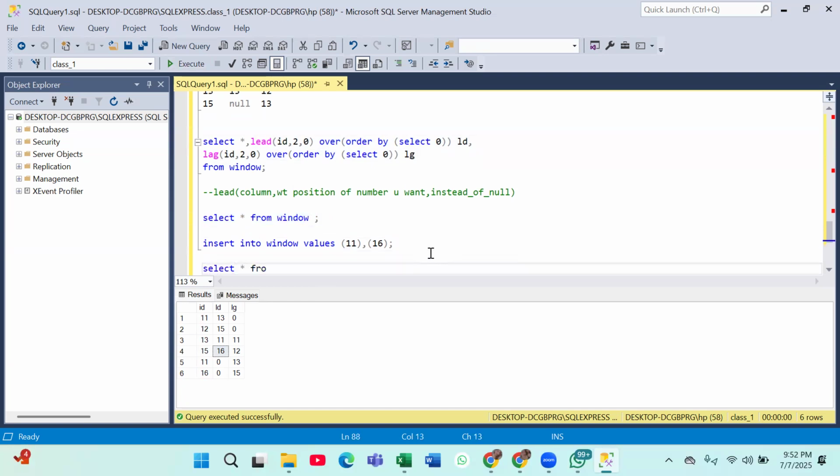Oracle also will have the same thing over. Yeah, it's just the subquery only, na? Yeah, it's just a subquery. Yeah.